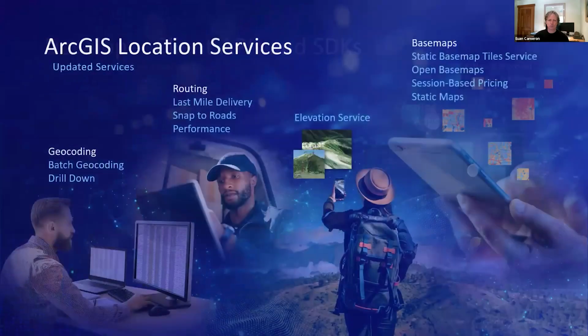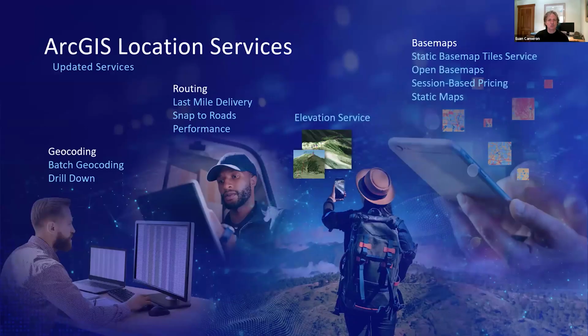So we've been doing quite a bit of work with location services. We've been enhancing existing ones like geocoding. There's a batch geocoding capability now. There's routing enhancements. Base maps has seen a number of enhancements with new data content as well as new delivery mechanisms such as static base map tiles, where you get a static image of a vector tile. So if you don't want to load a vector tile rendering engine into your client, you can always ask for a static base map tile.